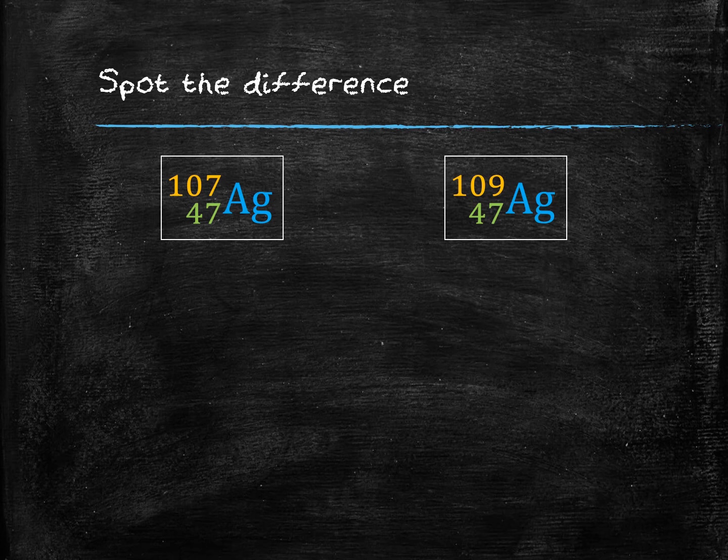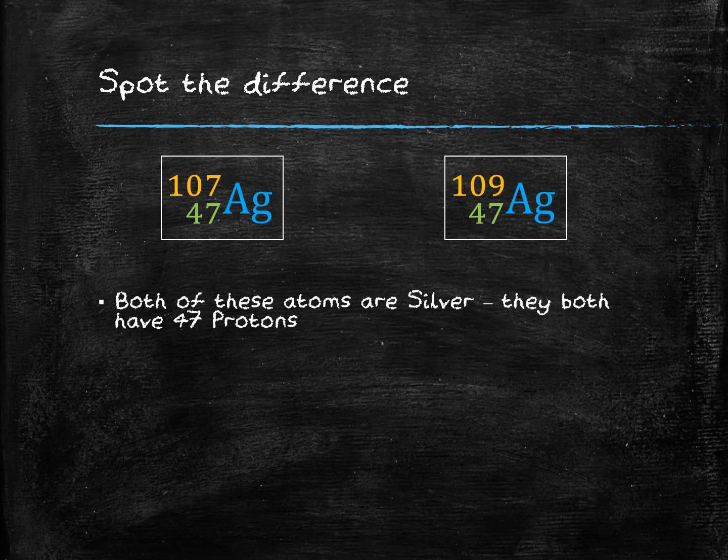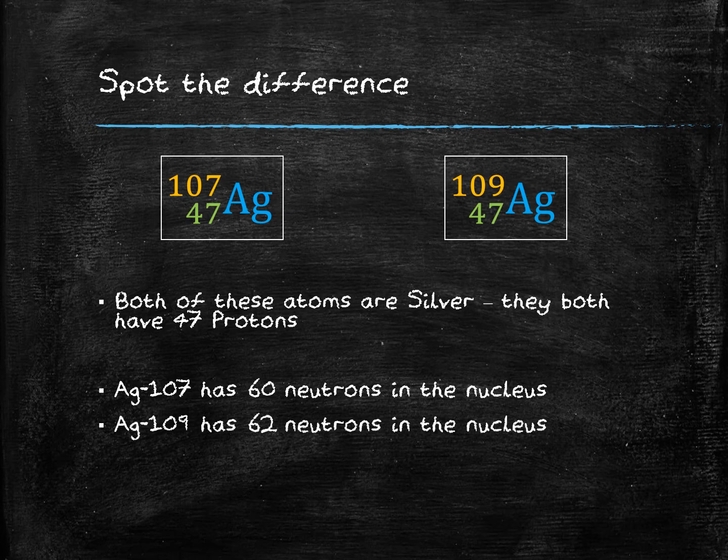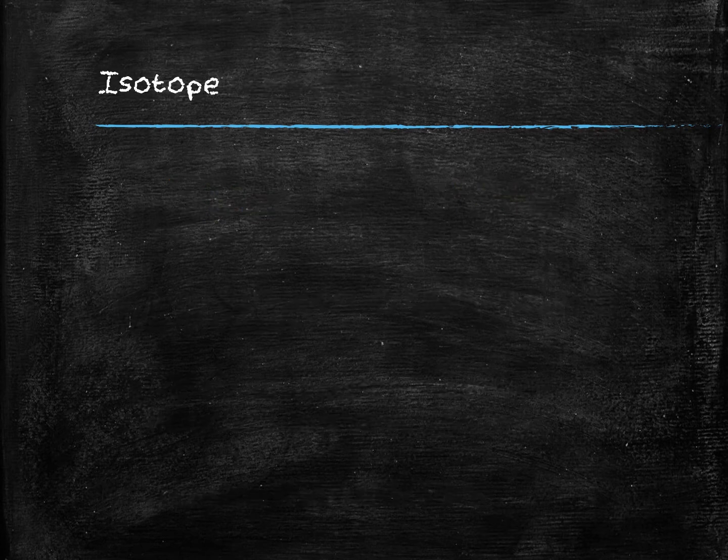Bit of a challenge for you. Spot the difference. Well, it's not really that much of a challenge when you break it down. They're both silver. They've both got 47 protons. Silver 107, or Ag 107, has 60 neutrons in the nucleus. Ag 109 has 62 neutrons in the nucleus. They are both isotopes of silver.